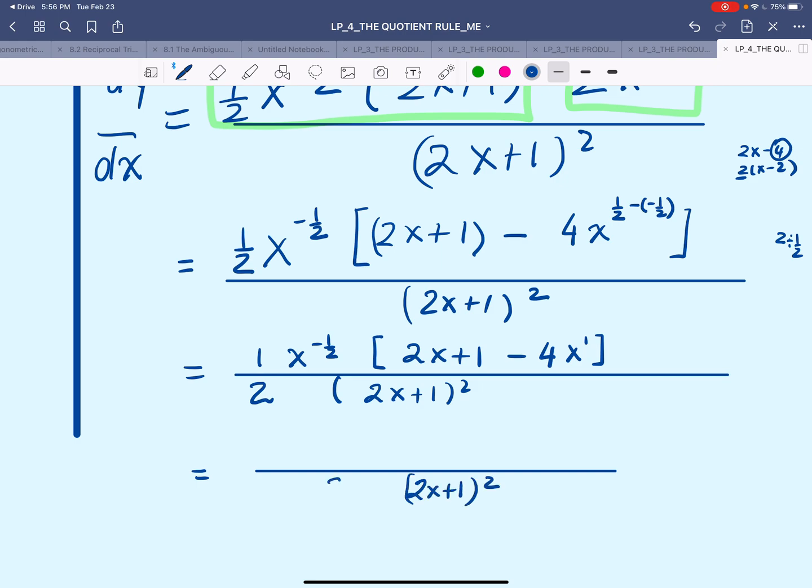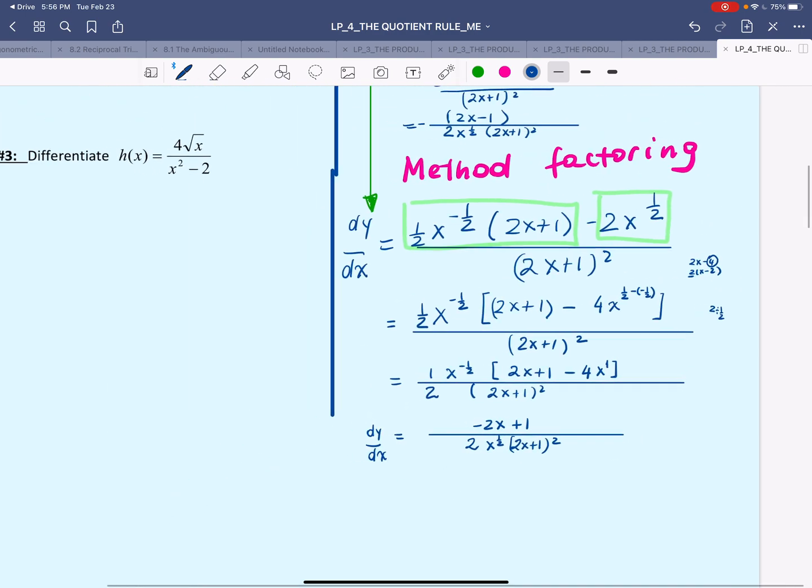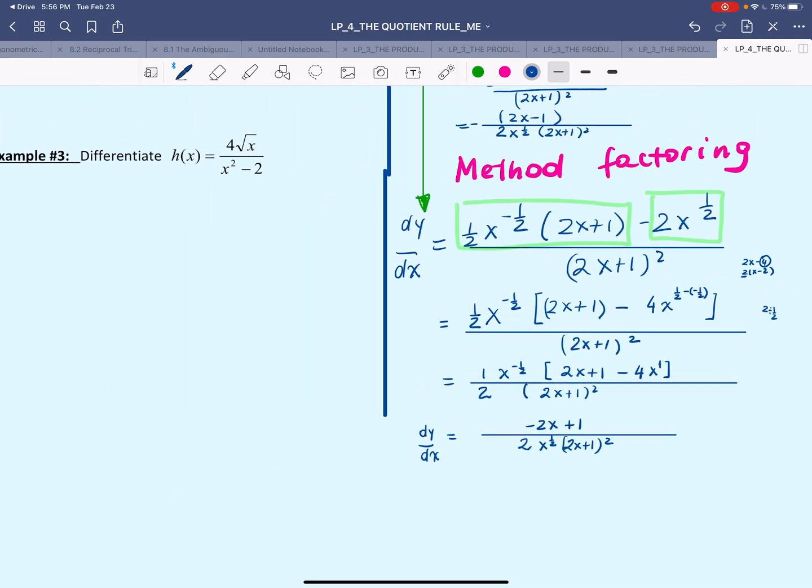We have the number 2. And we're going to allow x to the negative 1 over 2 to join here. You can write it as a square root as well, doesn't matter. And whatever is left in the numerator gets to be simplified. So 2x minus 4x, that's negative 2x plus 1. And that would be the derivative dy dx. It's the same answer, obviously, but we chose a different way of simplifying it.